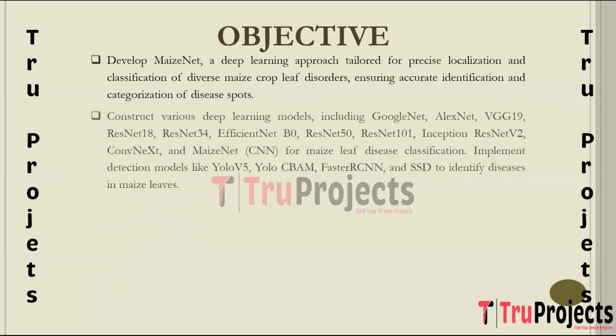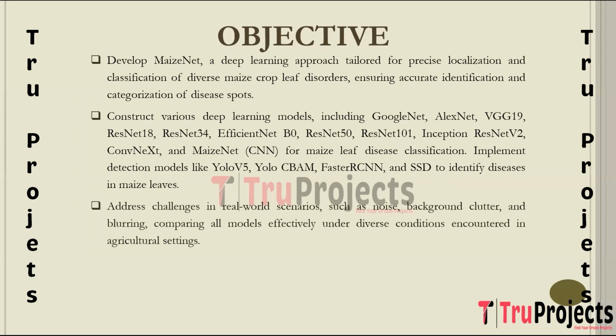The goal is to construct various deep learning models for maize leaf disease classification, including GoogleNet, AlexNet, VGG19, ResNet 18, ResNet 34, EfficientNet B0, ResNet 50, ResNet 101, Inception ResNet V2, etc. For detection, we have implemented YOLO V5, YOLO CBAM, Faster RCNN, and SSD for identifying diseases in maize leaves.